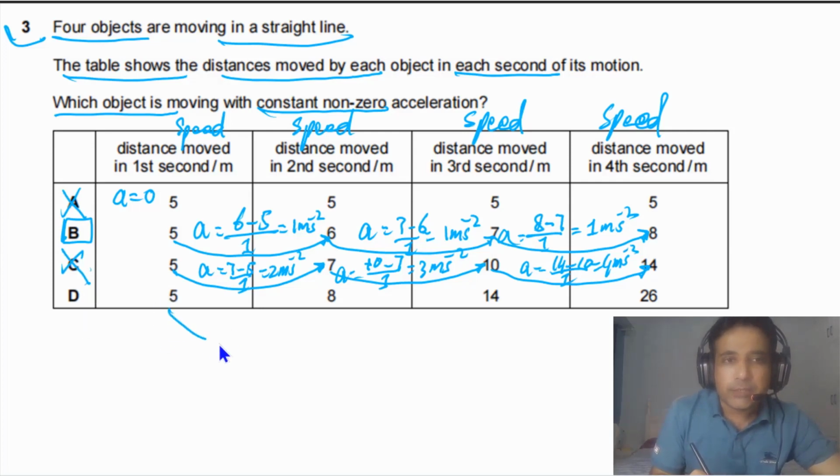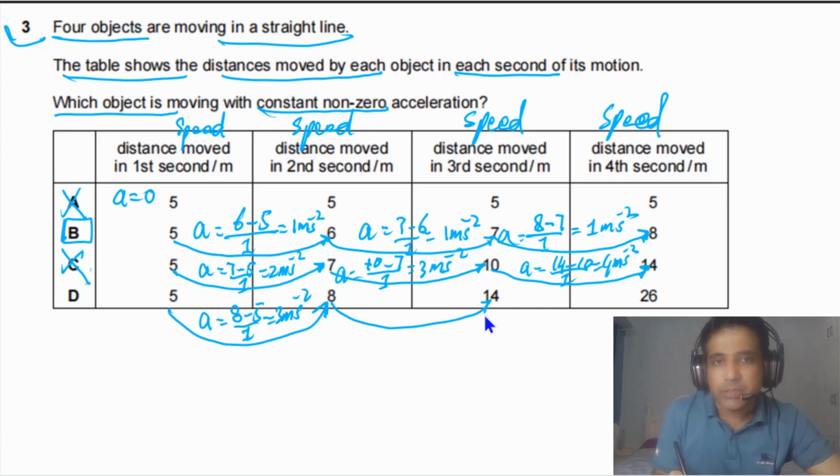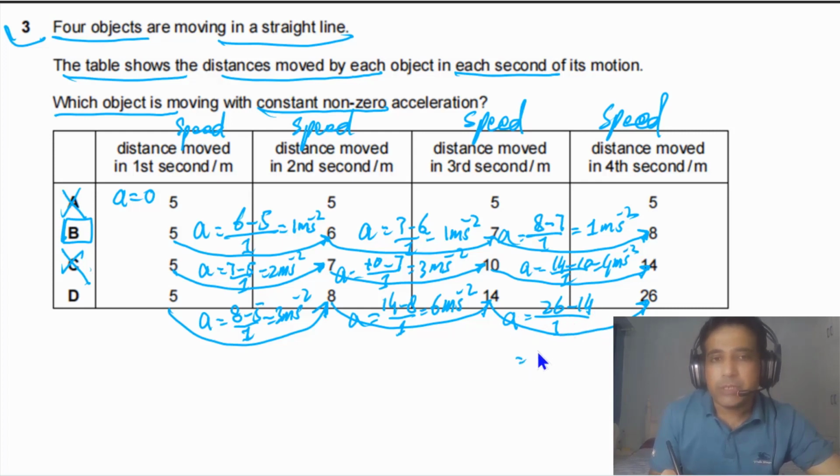Now if we go to the last one, you can also see in this case acceleration is not constant, because acceleration here is equal to 8 minus 5 divided by 1, so this is equal to 3 meters per second per second. And the same is true in the second interval. We have 14 minus 8 divided by 1, so this acceleration is equal to 6 meters per second per second. And in the last interval this is 26 minus 14 divided by 1, so in this case acceleration is equal to 12 meters per second per second.